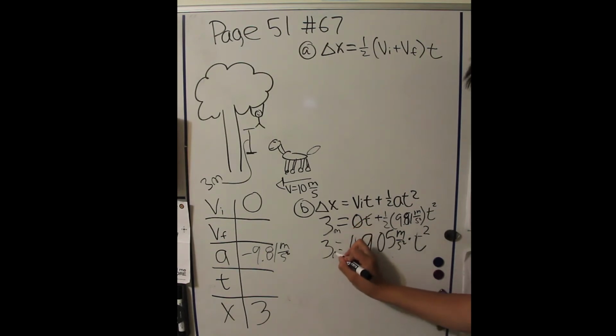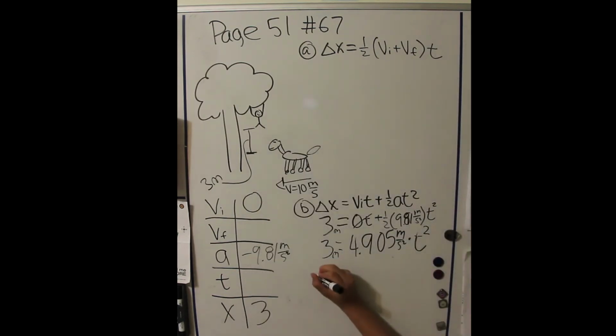These are in meters and meters. So now, if we divide both sides by 4.905 meters per second squared, we will get approximately 0.611, and the units for this, we have meters divided by meters per second squared, so we're going to end up with seconds squared equals time squared.